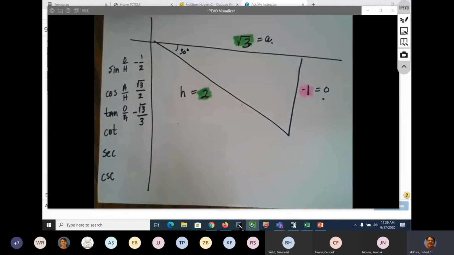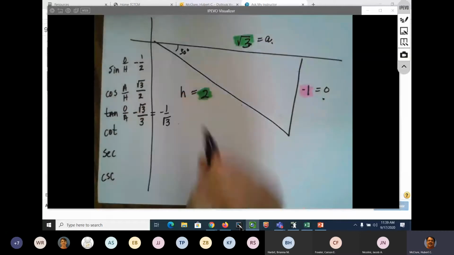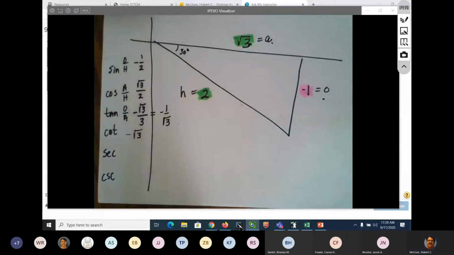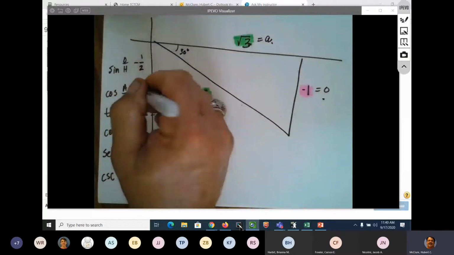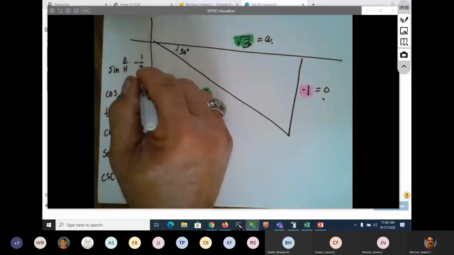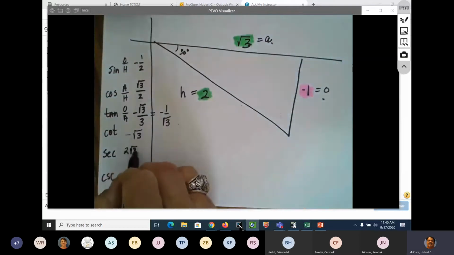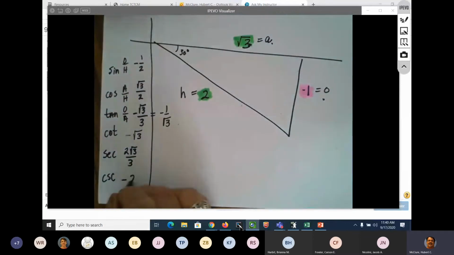Now, that was 1 over the square root of 3. So now I'm going to flip it and get square root of 3 right here, negative square root of 3. 2 over the square root of 3, which is 2 square root of 3 over 3. And then the cosecant is going to be -2. That should be your answers.